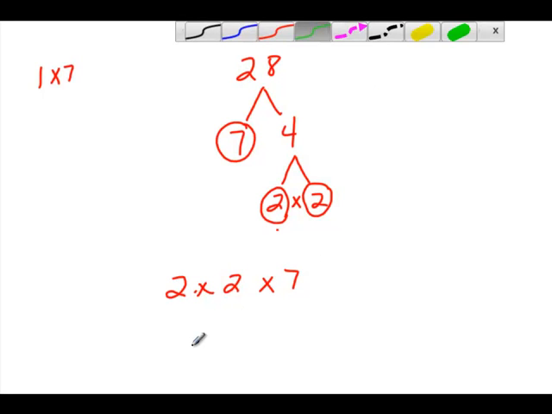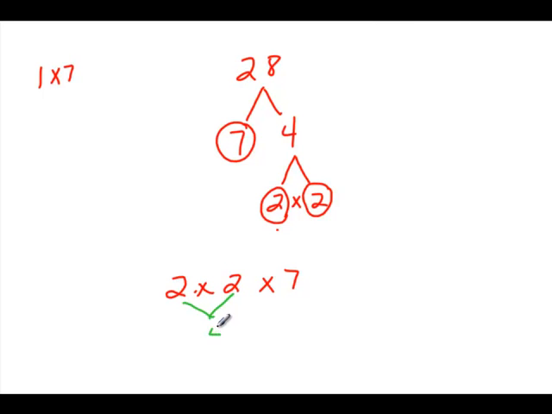Now let's go back and check our answers. What is 2 times 2? That's right, it's 4. Bring down the rest of the problem. Times 7. And 4 times 7 is 28. That is our final number, and that also matches the number we started with.